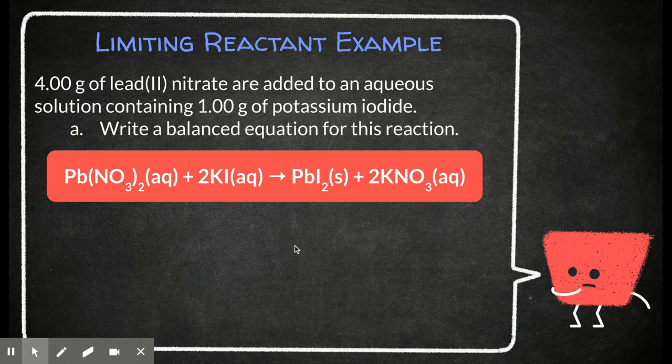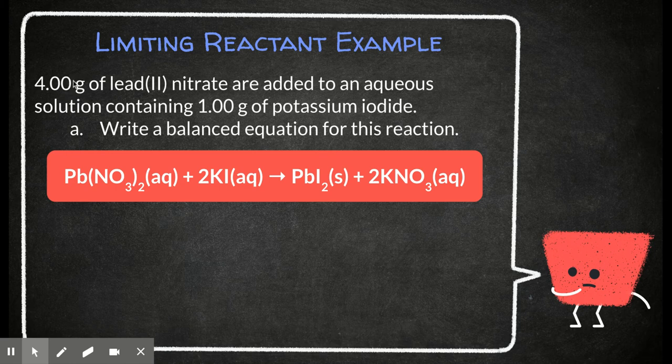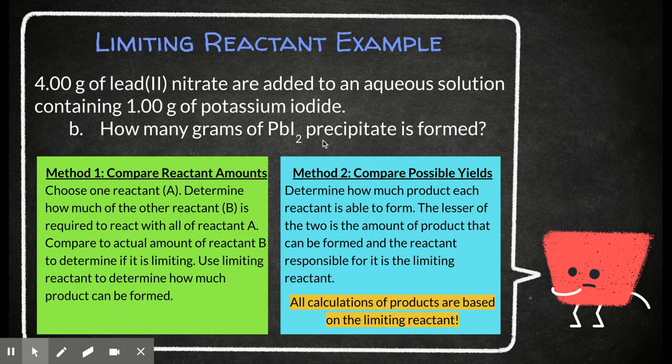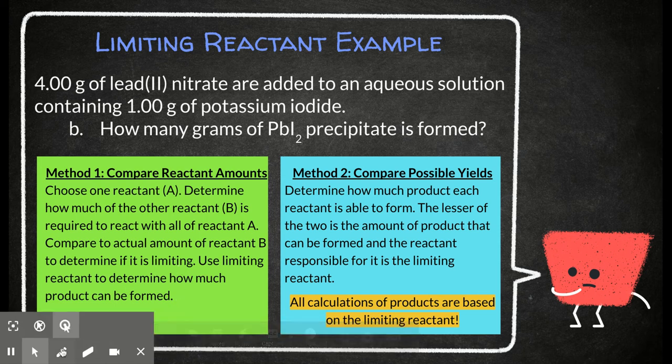And so we're going to use this to calculate how much PbI2 is being produced. And so one of the things you can notice here is that instead of being given just information about one of your reactants, you're given information about both reactants. And that's kind of your indication that you need to determine which one of them is the limiting reactant. And so let's think about this second question. How many grams of PbI2 precipitate are formed? And so there are two different ways that you can calculate this. And so this is actually your theoretical yield. This is us calculating our theoretical yield.